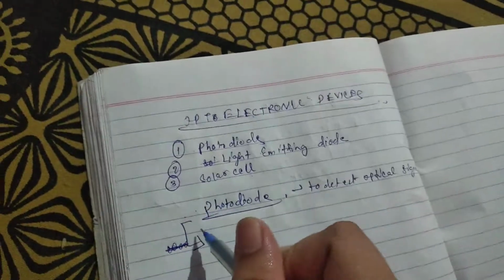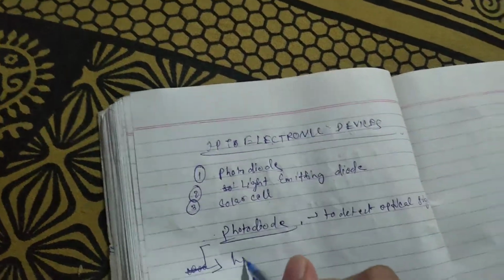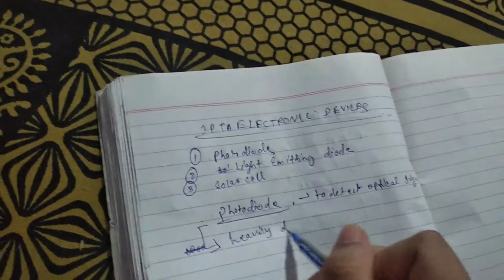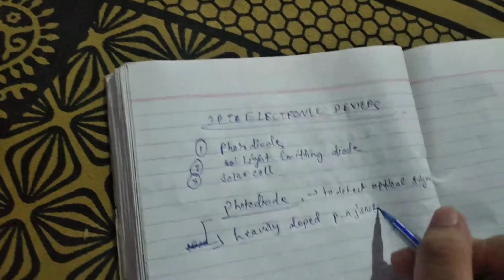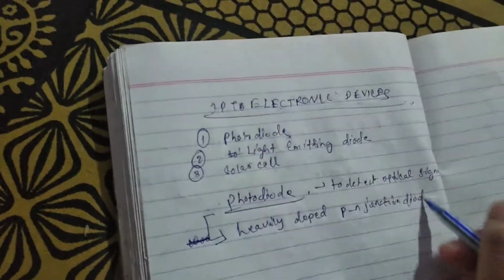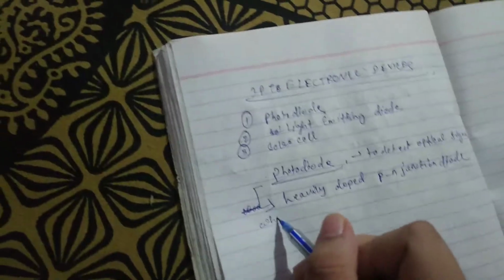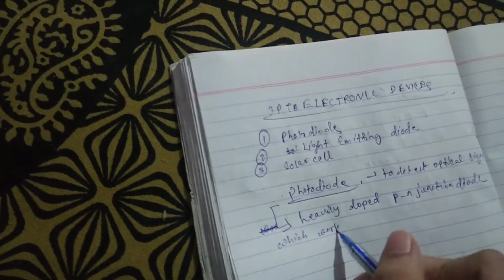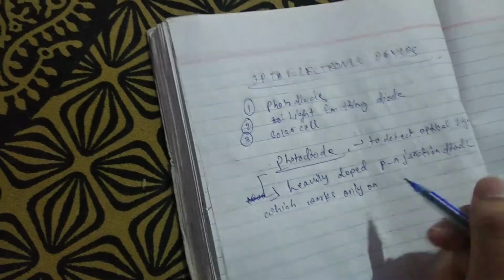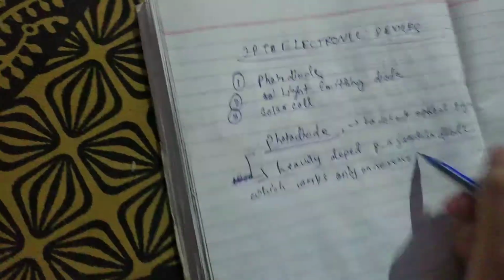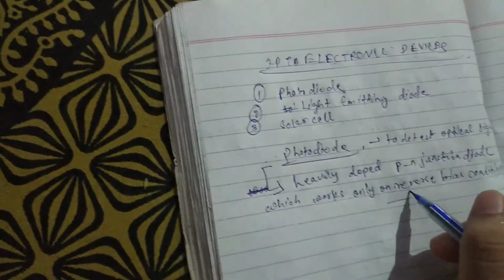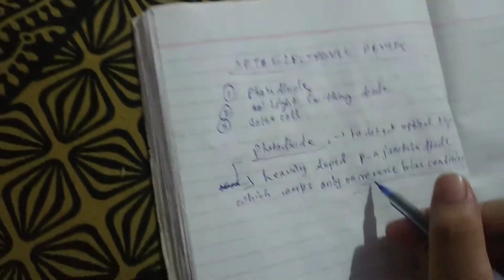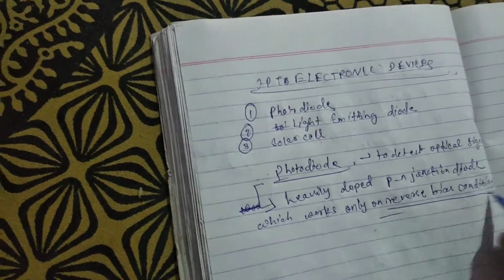So what is a photodiode? A photodiode is a heavily doped PN junction diode. As the name suggests, it is a diode which works only in reverse bias condition. This is the important point, that it works in reverse bias condition, and at the end I will also explain why it works in the reverse bias condition.